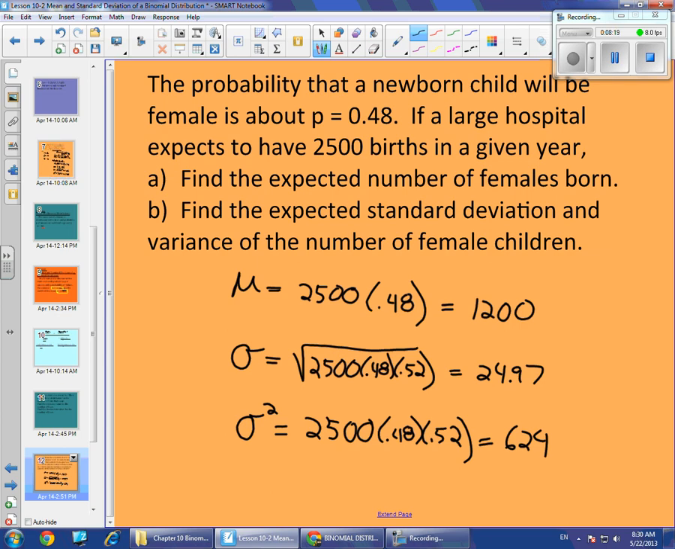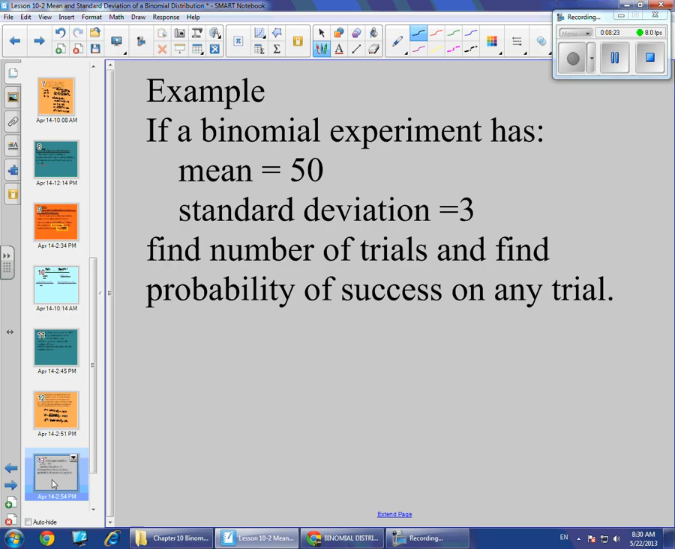All right, now the last example that we'll just mention real quick is a little application, a little problem-solving problem based on the formulas I just gave you. So if a binomial experiment has a mean of 50 and a standard deviation of 3, let's find the number of trials and find the probability of success. So what I want to solve for is n and p.